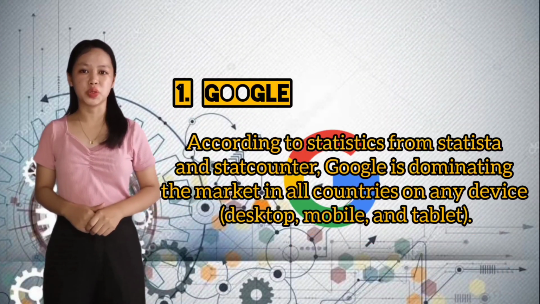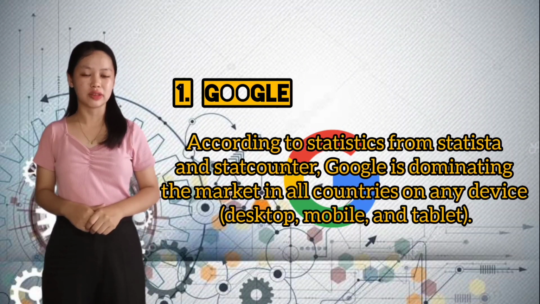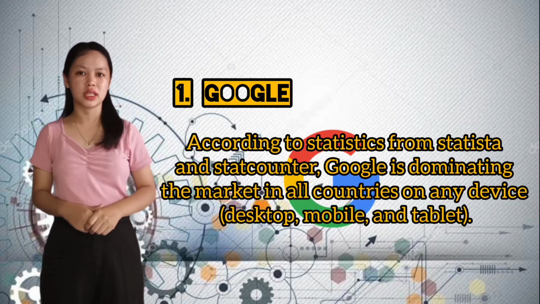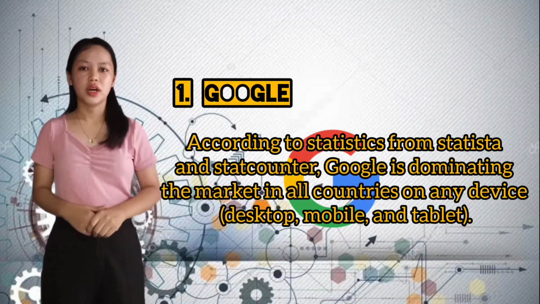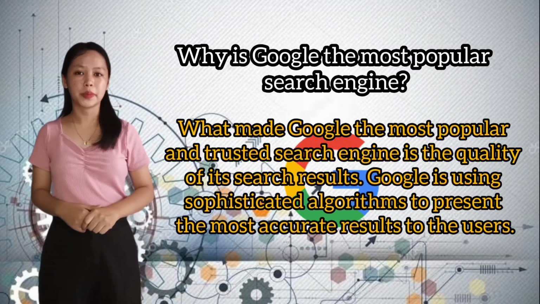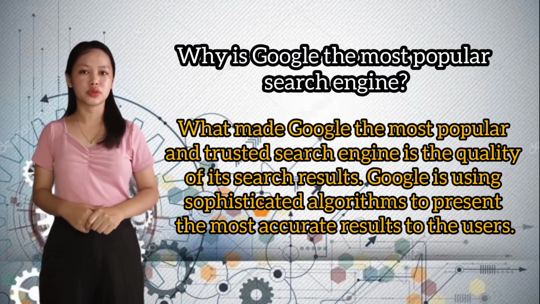Number 1 is Google. According to the statistics from Statista and StatCounter, Google is dominating the market in all countries on desktop, mobile, and tablet. What made Google the most popular and trusted search engine is the quality of its search results.